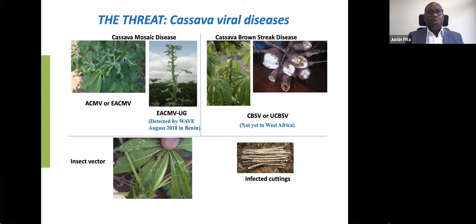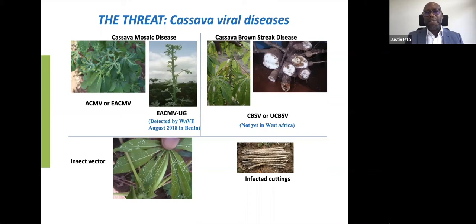Both diseases are transmitted by the insect vectors that you see here, the little white flies. When they are feeding from a diseased, unhealthy plant, they transmit both diseases, but also through human activities, through infected cuttings. When the virus is already in the cutting, it's there forever. And when a farmer uses an infected cutting for his next plantation, he is propagating the virus.